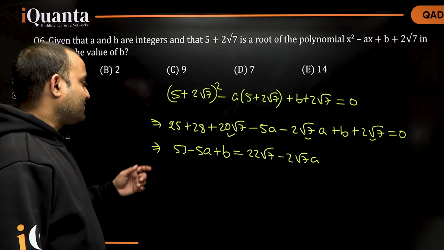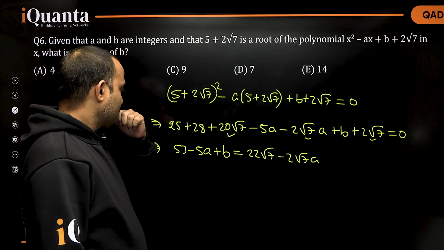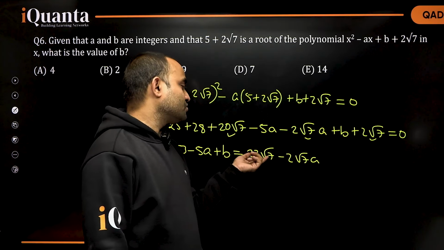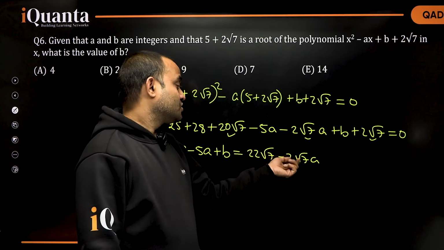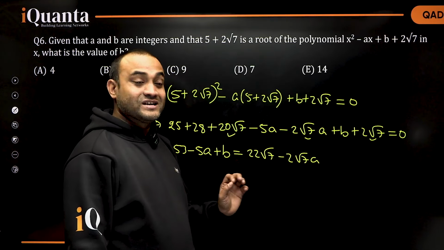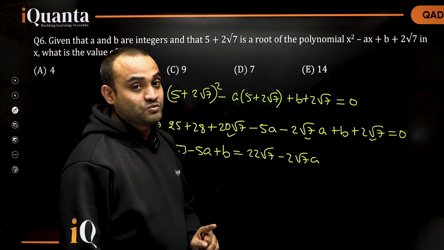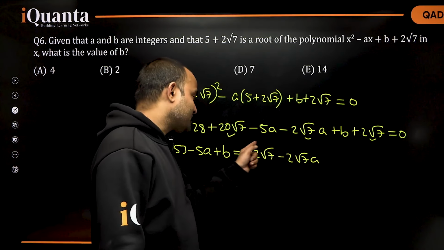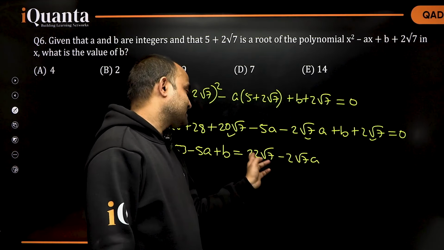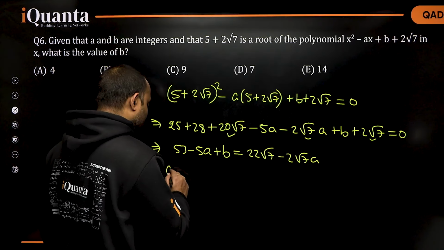That's it. Now if left hand side is an integer, right hand side must be an integer, correct? So for the right hand side to be an integer, we know that a is also an integer, but 22 root 7 is an irrational number. 2 root 7 is an irrational number. So what value should I take for a so that the right hand side should be an integer? Only one value comes to my mind, which is when this becomes 0, right? It does not matter whatever values you take except 0, the right hand side won't be an integer, correct? So a should be equal to 11.